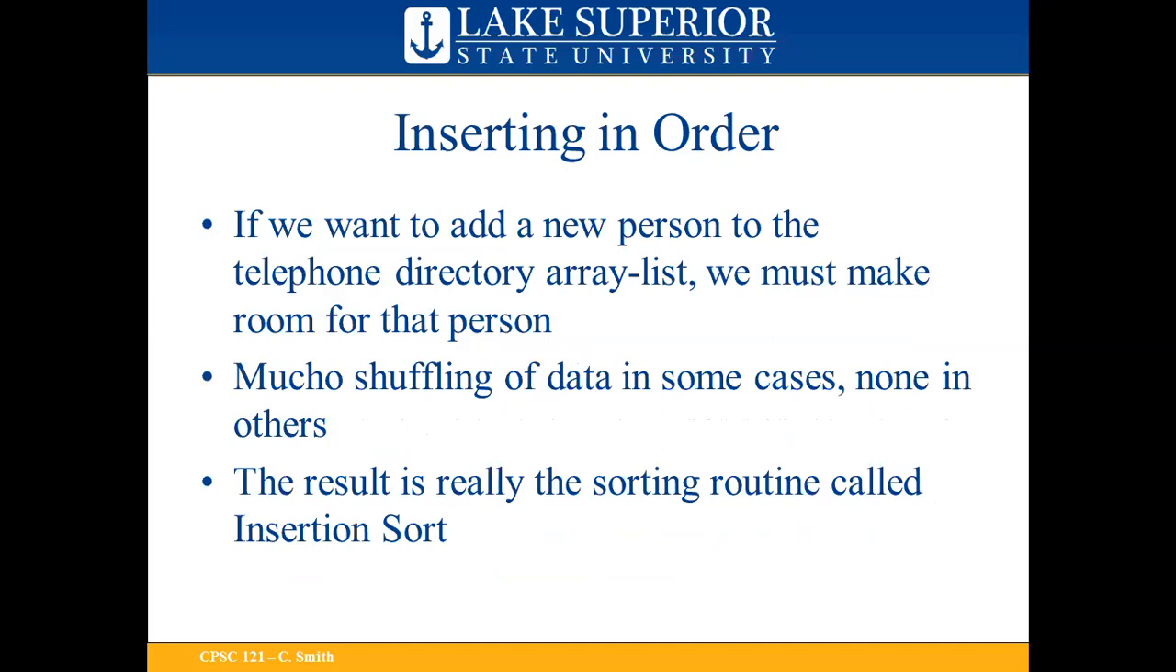If we want to add a new person to the telephone directory array list, then we have to make room for it. So you have all this shuffling of data. Sometimes you don't have to shuffle at all. If you are inserting somebody whose last name is Zizaji, well, then that goes at the end of the array or the end of the list because they're the last person alphabetically. If you have to insert somebody whose last name is Aardvark, you have to shuffle the whole array. All of the data has to move down by one in the array to keep it in order.